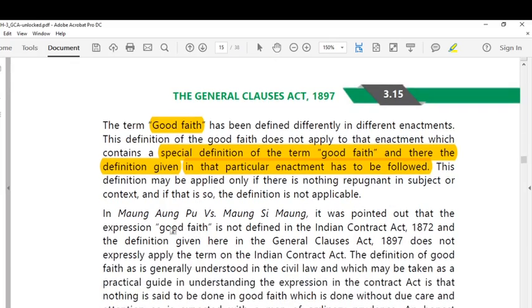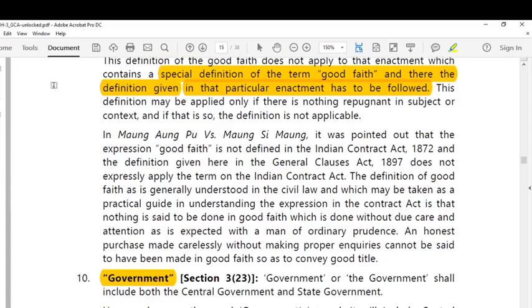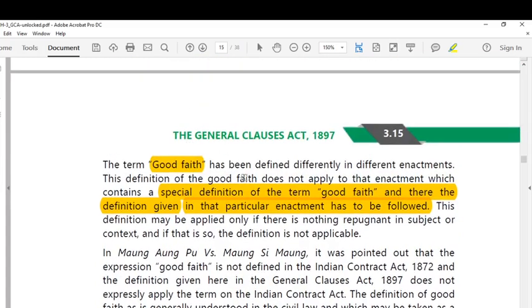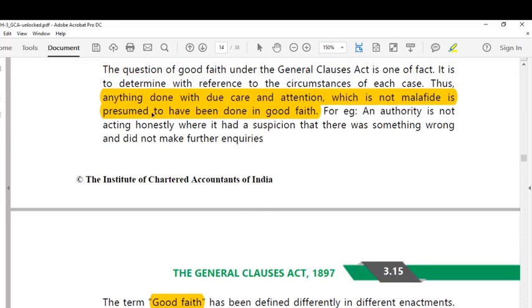This definition may be applied only if there is nothing repugnant in the subject or context, and if that is so, the definition is not applicable. Right. This is about good faith. You have to remember what it says: anything done with due care and attention which is not mollified is presumed to have been done in good faith.